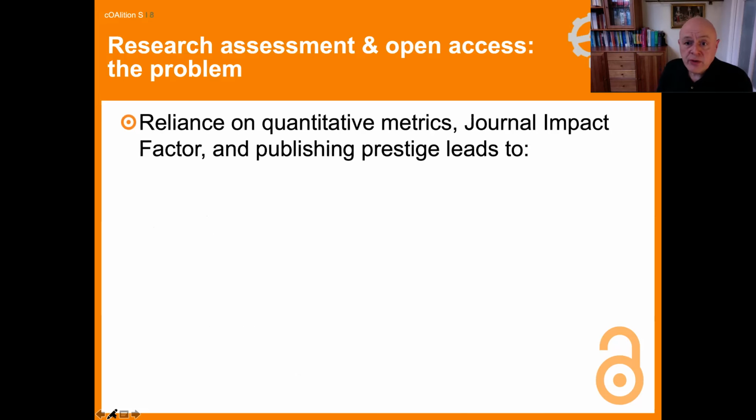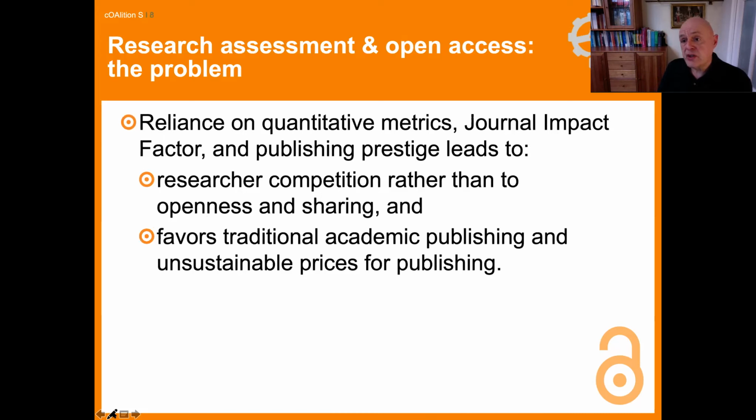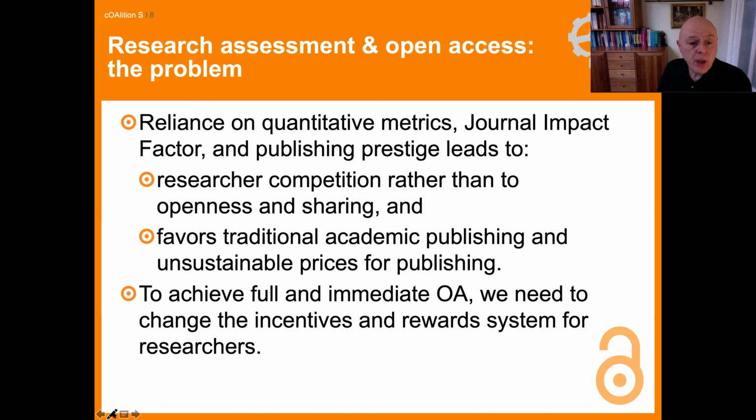The reliance on quantitative metrics, journal impact factor, and publishing prestige has to stop, because it leads to researcher competition rather than to openness, collaboration and sharing. And it also favors the traditional academic publishing model and its unsustainable prices for publishing. This is because publishers believe that the prestige of a journal should be associated with very high prices, which is, of course, not a necessary relationship at all. So to achieve full and immediate open access, we need to change the incentive and reward system for researchers.